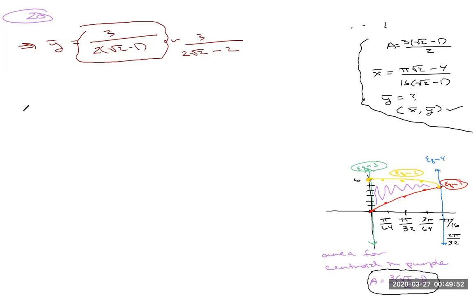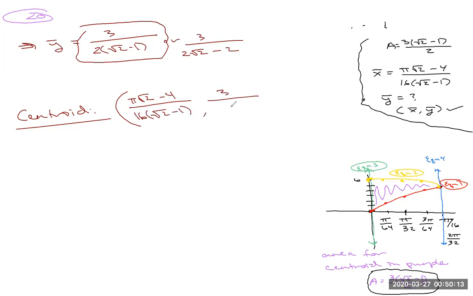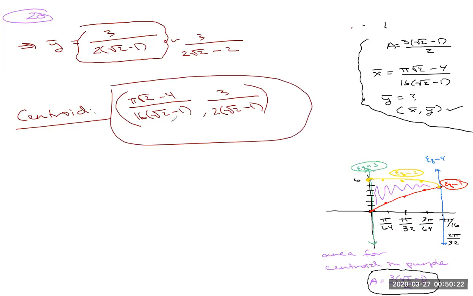All right, so our centroid is located at pi root 2 minus 4 divided by 16 times root 2 minus 1, and 3 over 2 times root 2 minus 1. Let's actually come up with an approximation for that just so that we can put this together here. I don't know why I didn't think to do this part before, so I'll just go ahead and calculate it now. I have a calculator nearby. Definitely not doing that by hand.